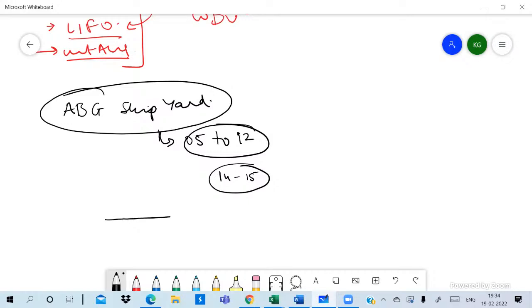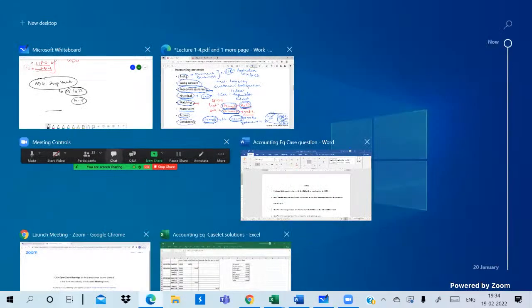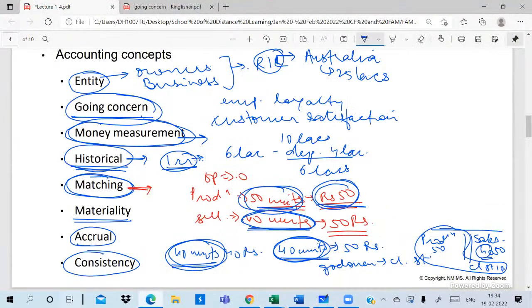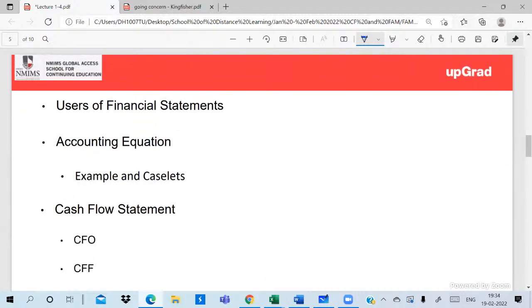Any other questions with the first slide before we move to the next one? Okay. Then let's look at the users of financial statements.